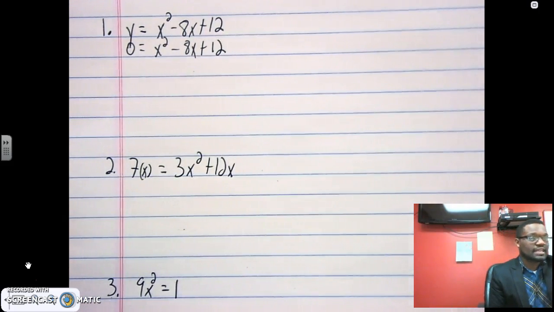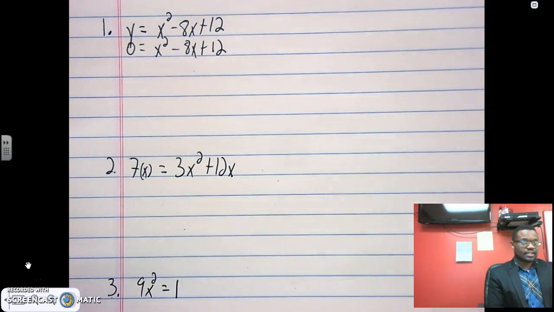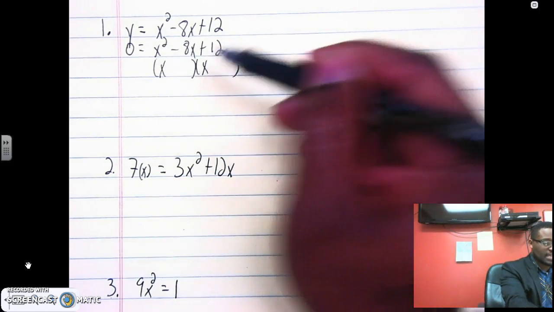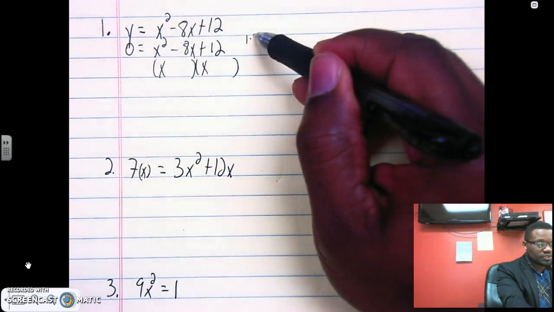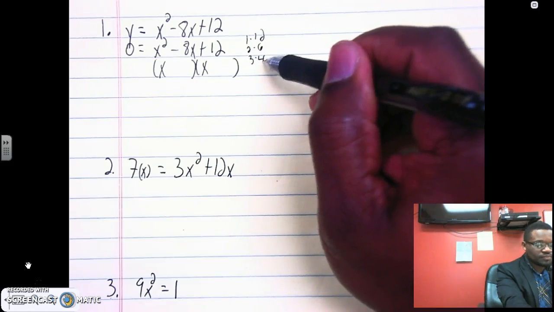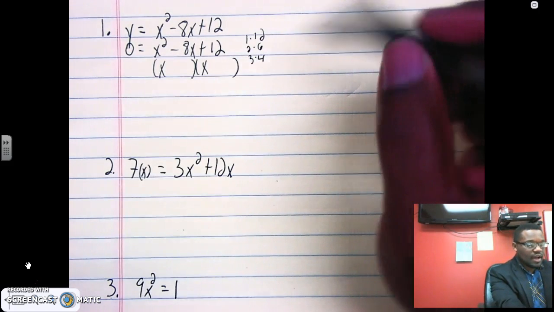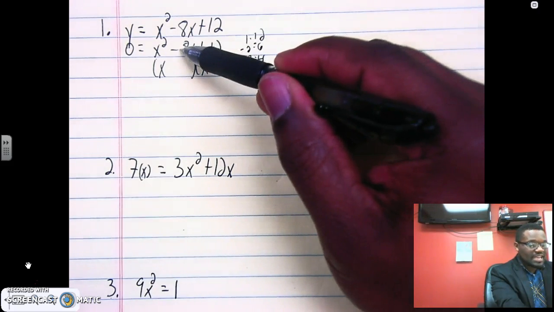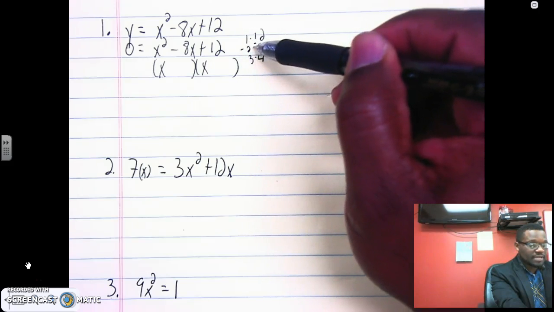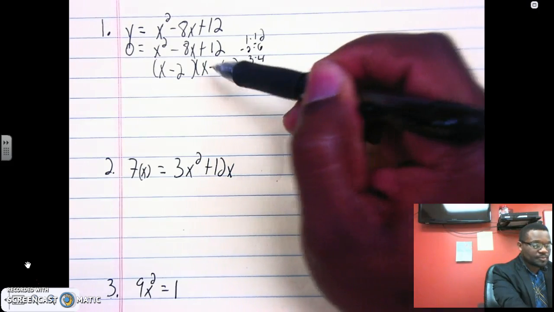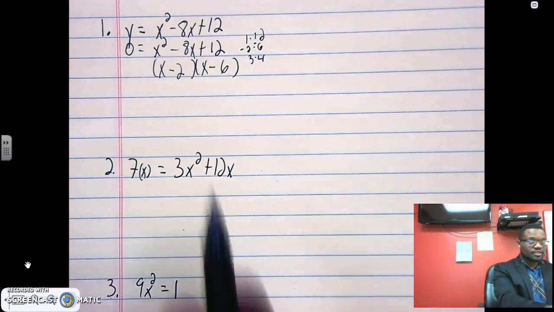Once I get that, then I just look to factor, because this should factor into two binomials. There's a 1 there, so I know it's just going to be x and x. The factors of 12 are 1 and 12, 2 and 6, 3 and 4. I make the 2 negative and the 6 negative, and that'll give me an 8 when I add them together. Negative 2 times negative 6 is a positive 12. So negative 2, minus 6. Now, if I asked you to factor, this would be your answer.